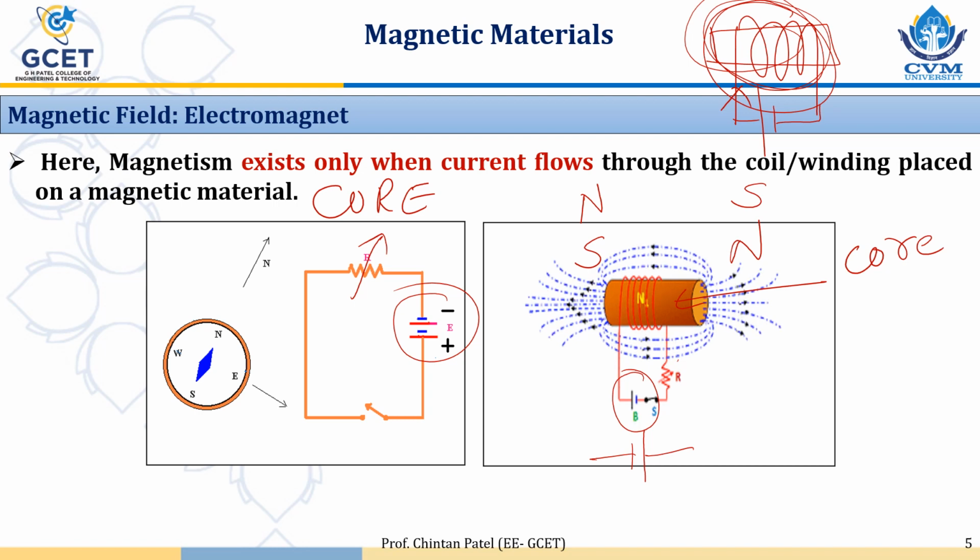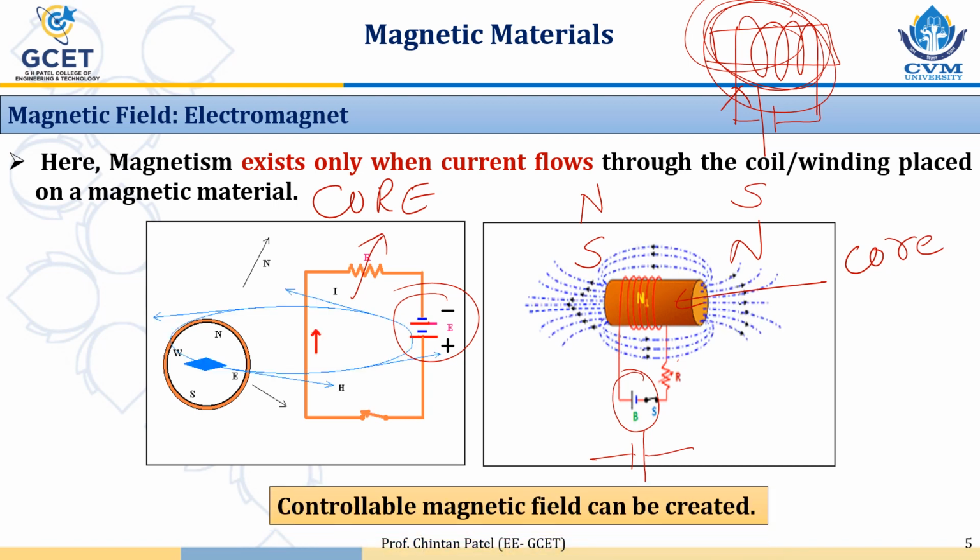So this is the advantage: we can have a controllable magnetic field. Not only a controllable magnetic field, but by changing the direction of current, or by changing the terminals of the source, we can also reverse the poles. So south could be north and north could be south, and so on. And this is a very important advantage of the electromagnet.